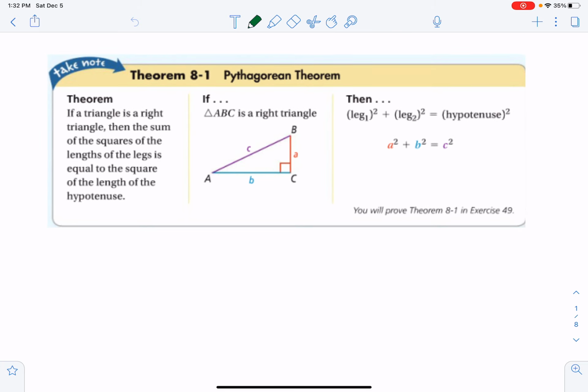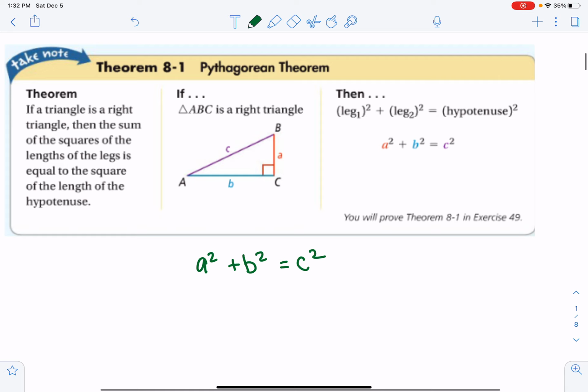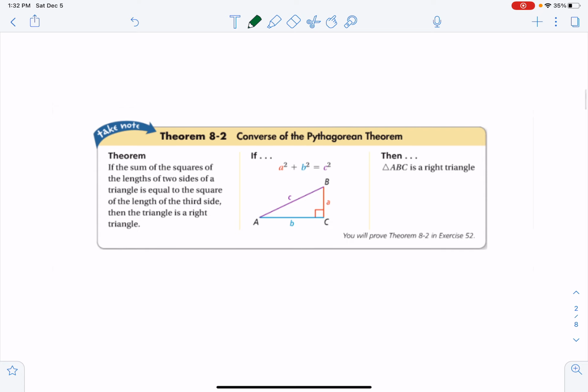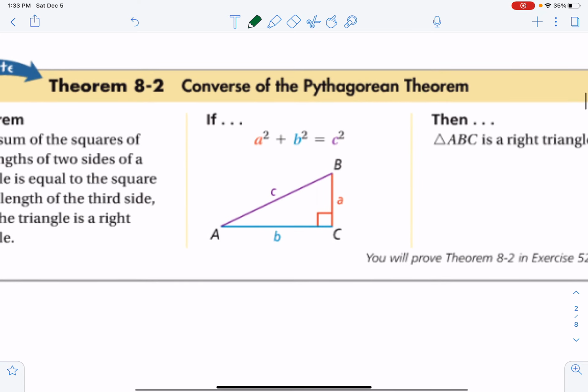If you have a right triangle, then you can say a squared plus b squared equals c squared. And I think we've done that a decent amount of times before. So the hypotenuse is the longest side. That's always c. So in the reverse order, I just want to kind of expand on the Pythagorean theorem.